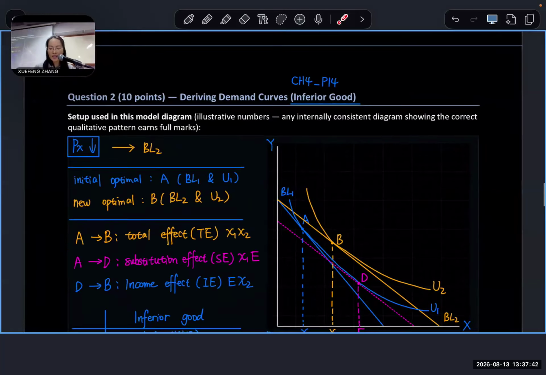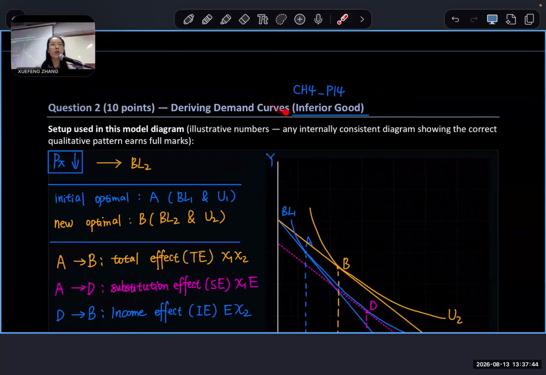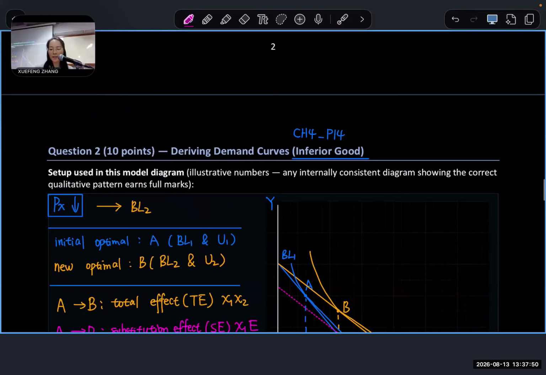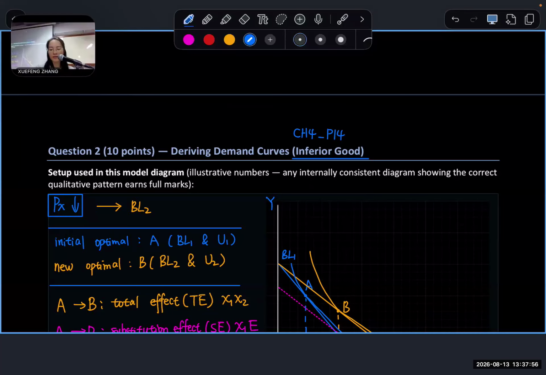And this question is about chapter 4. I marked here, okay? Teaching slide, page 14. Basically, in chapter 4, how many kind of goods we have? Can you tell me? In chapter 4, how many kind of goods we have? The first one, normal good. The second one, inferior good.